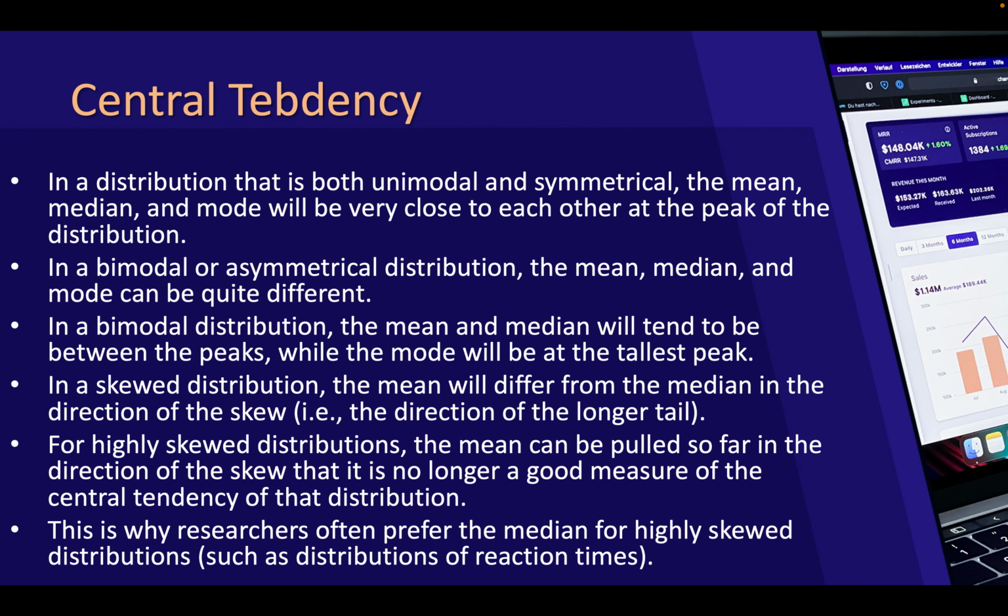In a skewed distribution, the mean will differ from the median in the direction of the skew, the direction of the longer tail. For highly skewed distributions, the mean can be pulled so far in the direction of the skew that it is no longer a good measure of the central tendency of that distribution. This is why researchers often prefer the median for highly skewed distributions, such as distributions of reaction times.